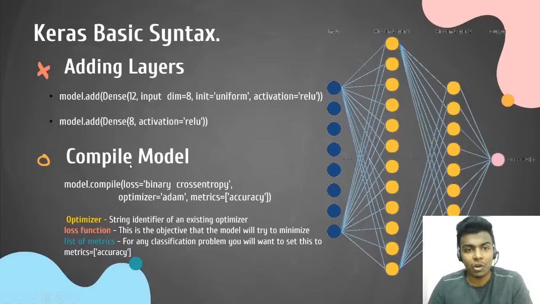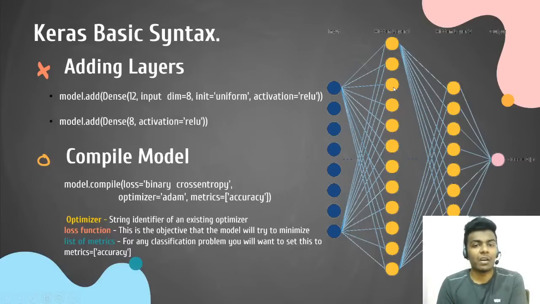So 12 neurons are in the first hidden layer, and we are also adding a second hidden layer, which is model.add(Dense(8, activation='relu')). So we are adding the second hidden layer, which contains 8 neurons: 1, 2, 3, 4, 5, 6, 7, 8. Okay, 8 neurons are here. So this is the normal design of a neural network.